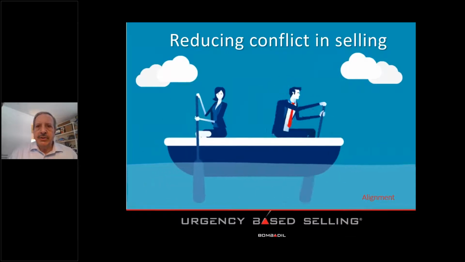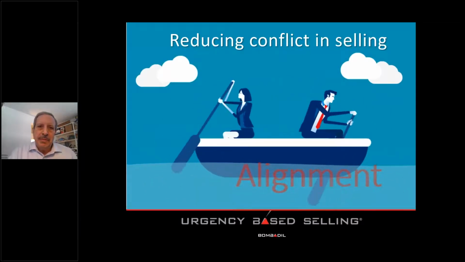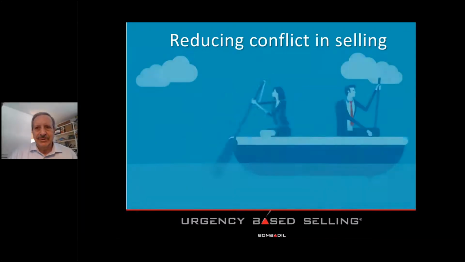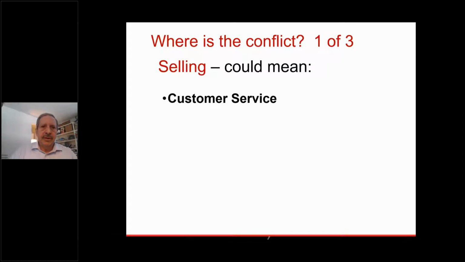Our theme is reducing conflict in selling and getting alignment between buyer and seller. So where's the conflict? Why is there conflict? Selling could mean three different things. Customer service. That means a customer calls us up, says, "Can I buy something?" or inquires. And that's not what we mean here when we're exploring conflict.